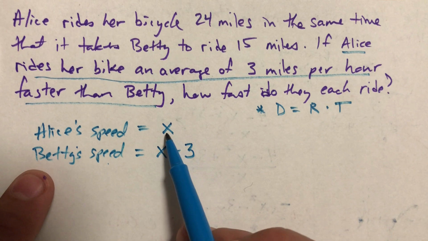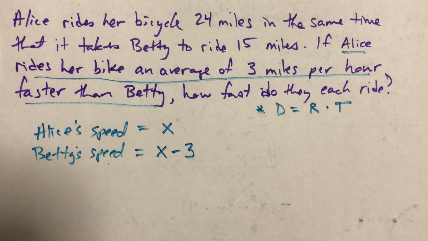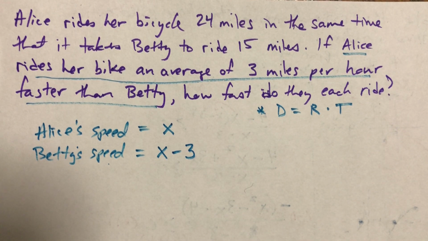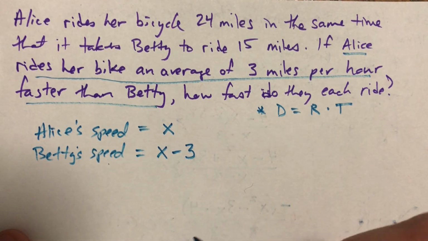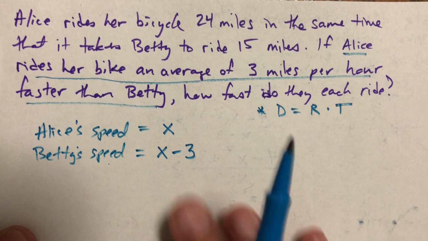So we're going to take Alice's speed and take 3 away, and we're going to get Betty's speed. Now we also could have said Betty's speed is X, and then we would write Alice's speed would be X plus 3. But it's going to end up giving us the same solution either way. So we can get away with just doing this. Okay, so we've set our variables.